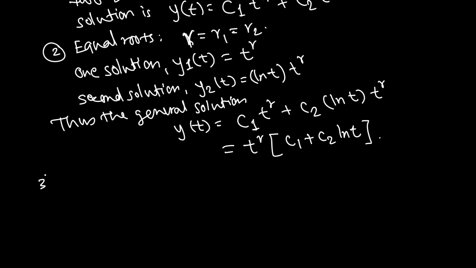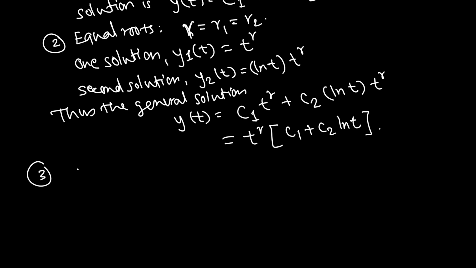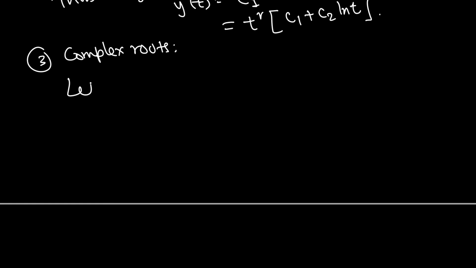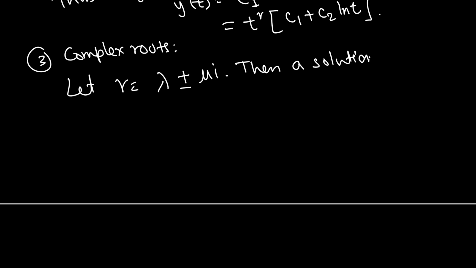And the third case is the roots are complex conjugates, complex roots. So let the roots be lambda plus mu i, and these roots always come in pairs, so plus minus mu i. Okay, then a solution is just t raised to r. Let me just write y1, but y is t raised to lambda plus minus mu i.